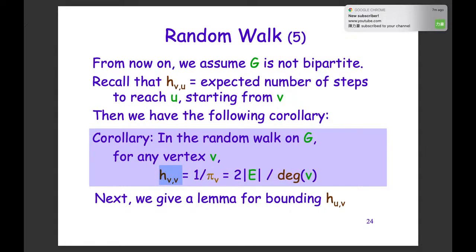We are actually interested in doing some random walk so that we can travel to all the vertices of the graph, starting at some vertex, and we want to find out the expected number of steps of doing so. So in general, we want to find out what is H_vu, the expected number of steps that we start from v and then go to u. So let's have a lemma for this one.